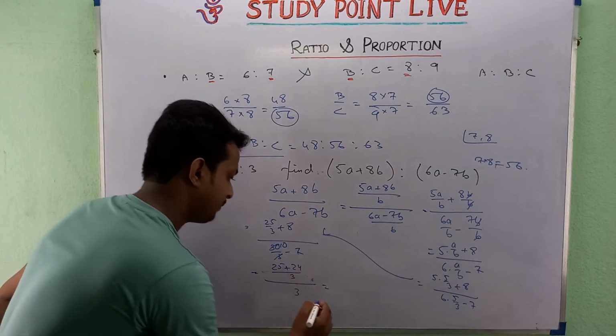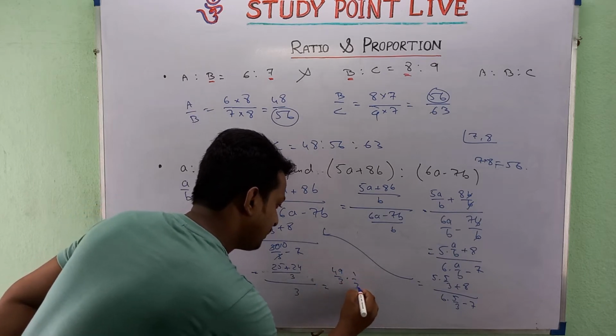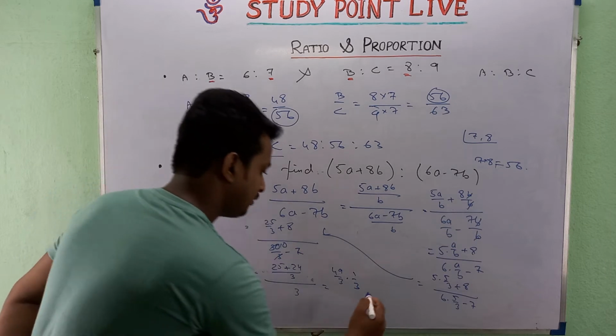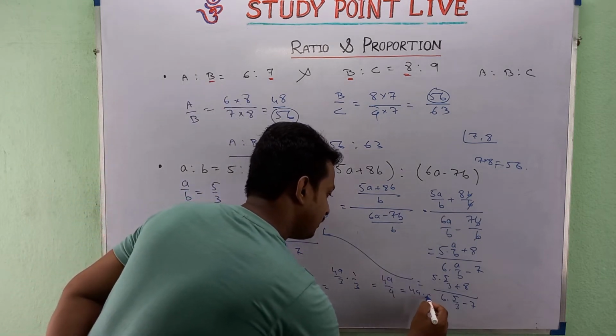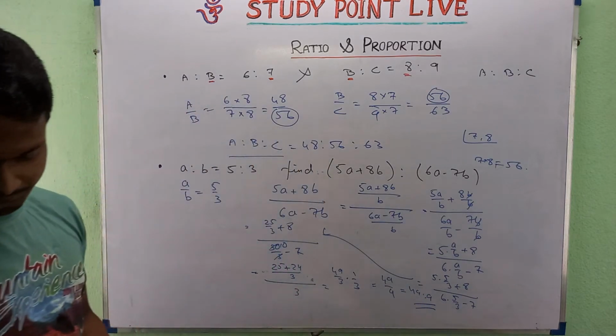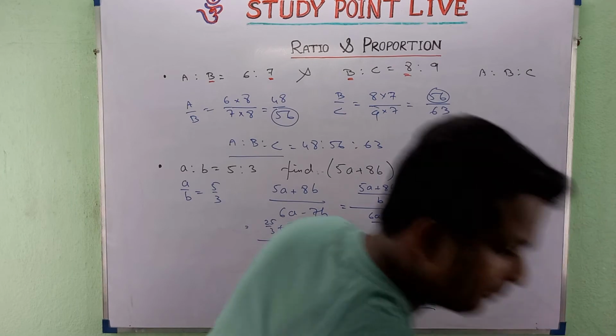So 25 plus 24, it will be 49 by 3 into here 3 will be 1 by 3, right? So it will be 49 by 9. This will be your answer. Okay, now we will solve this problem only by another method.